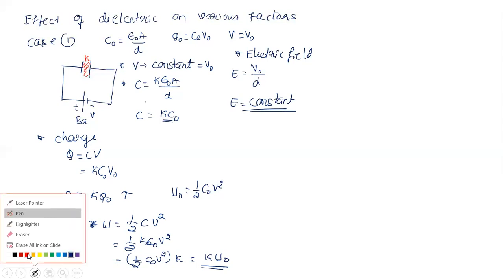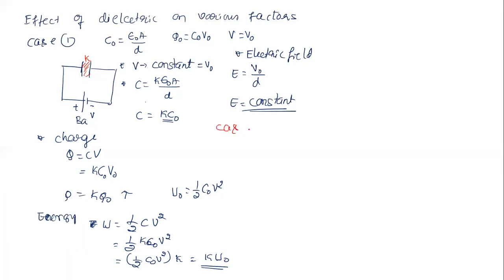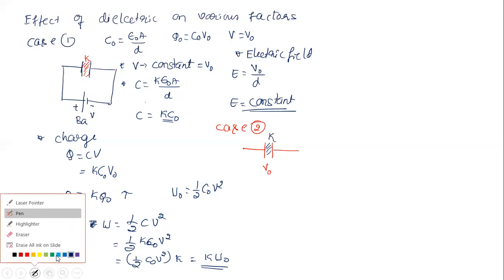Now let us go to case number 2. We take a capacitor. We connect it to a battery. We charge it to some potential, say V naught initially. Then we remove the battery. Battery is not there. Now, after removing the battery, we are going to introduce a dielectric of dielectric constant K. Now let us see what will happen if we introduce dielectric constant K.